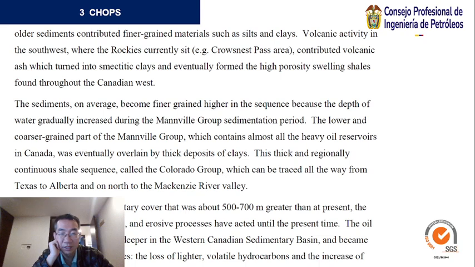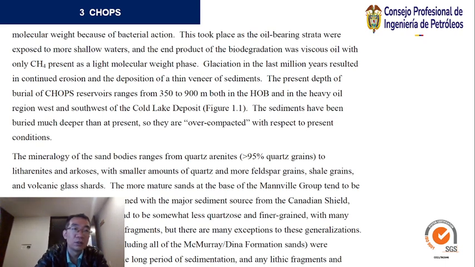the loss of light volatiles and the increase of higher molecular weight components because of bacterial action. This took place as the oil-bearing strata were exposed to more shallow waters, and the end product of the process was viscous oil with only CH4 present in the light molecular weight phase.